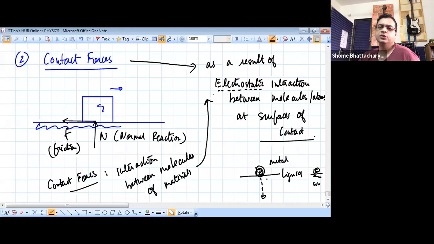It is not because of nuclear forces. It is not because of gravitational interaction. It is not because of the electroweak interaction between the subnuclear particles, but it is only because of the electrostatic interaction between the charged particles that are the constituents of matter or the constituents of molecules and atoms. Okay, understood this?